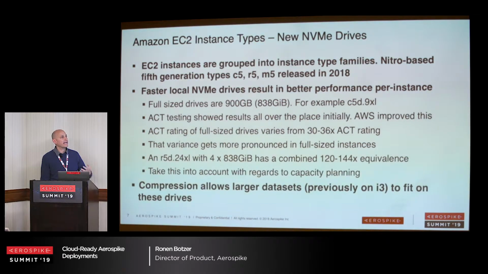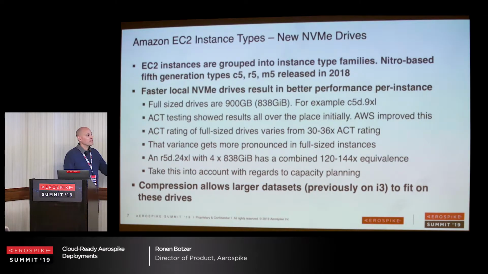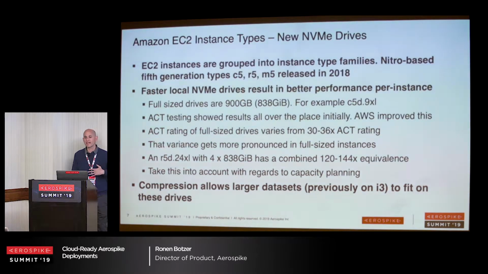All of them have a 900 gigabyte, 838 gigabyte, so base 10 versus base 2. You can't use 900, it's whatever. That's an annoying marketing number. The full size is 838 gigabytes, and we see from our testing that their performance in ACT terms goes between 30 and 36x. Now, that is quite a wide gap. We're talking about like a 20% difference, and that does affect capacity planning. A lot of times for capacity planning, it just makes sense to think about it as 30x because you don't know what you're going to get under the covers.